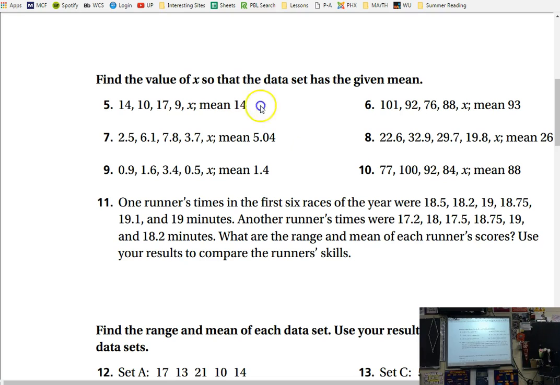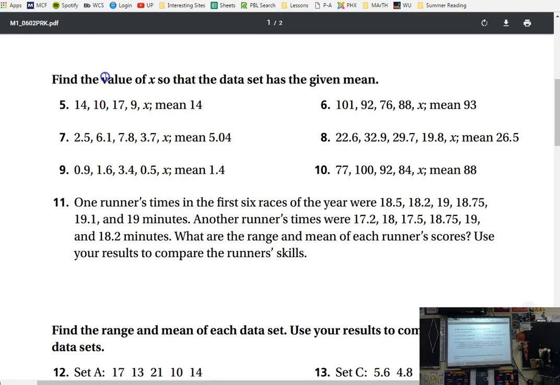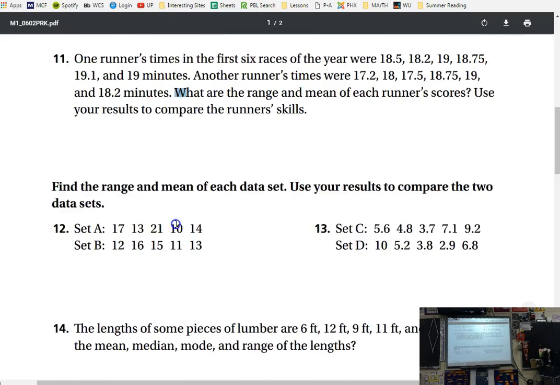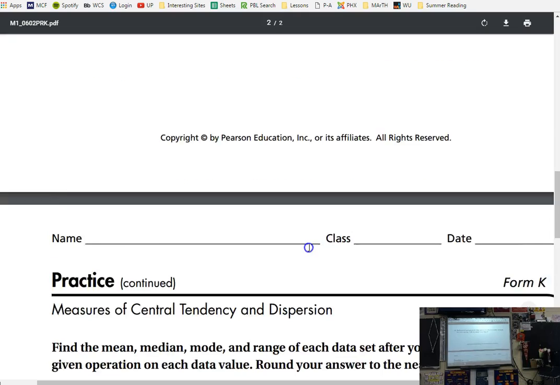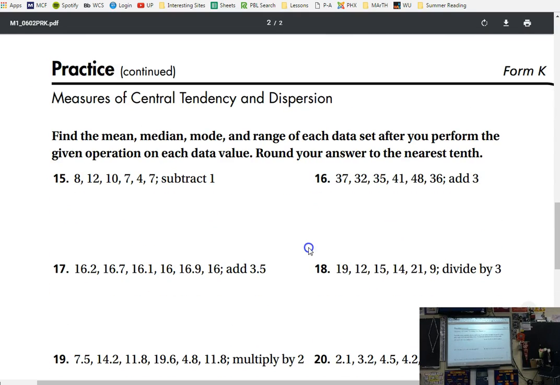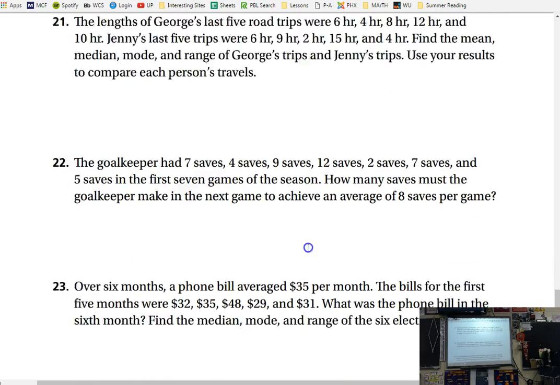You can manipulate this. I'm not going to do it out here unless people want me to, but you can manipulate this to make a rule for how you determine the x when you know what the average is and you know what all of the other values are. Range is just max minus min. Mean is just average. Any other questions?